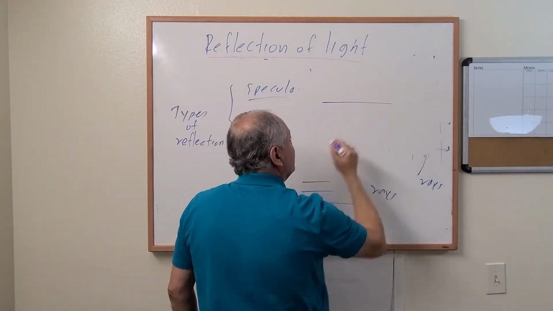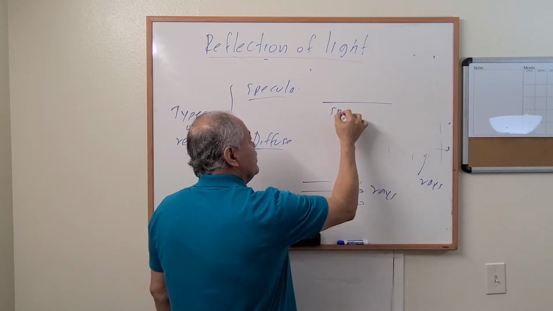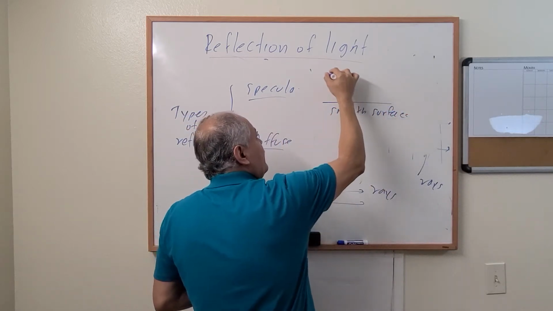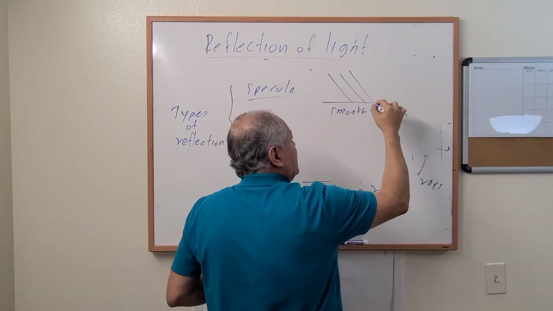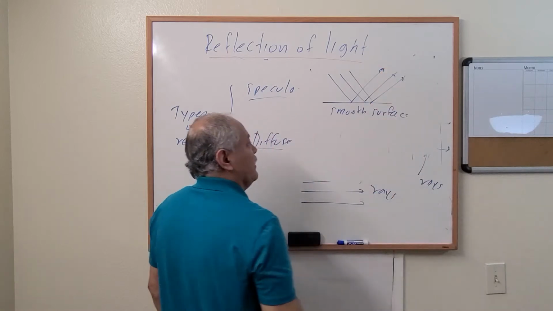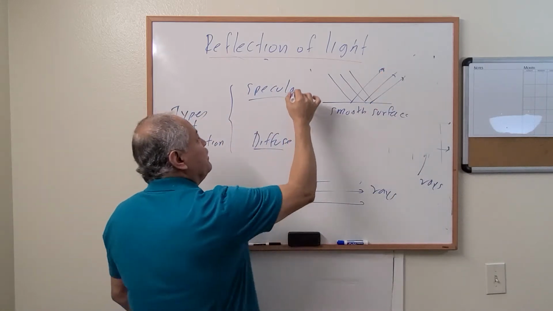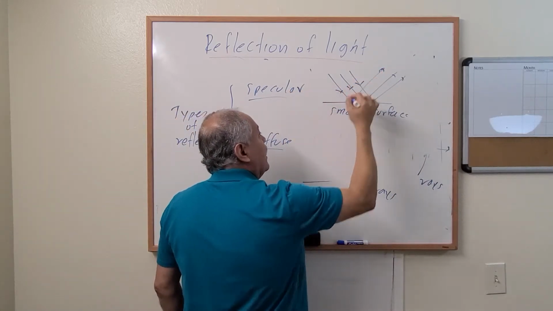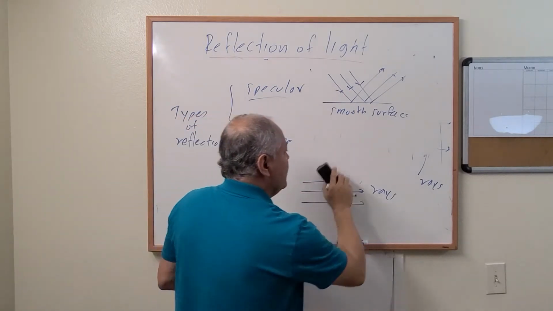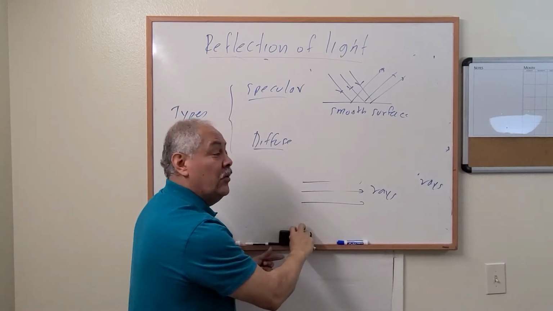Imagine the surface is very smooth, right? Smooth surface, and we have rays coming, and they are reflected very nicely, like in this picture. This is the case for a specular reflection. What about diffuse? In this case, the surface is irregular.